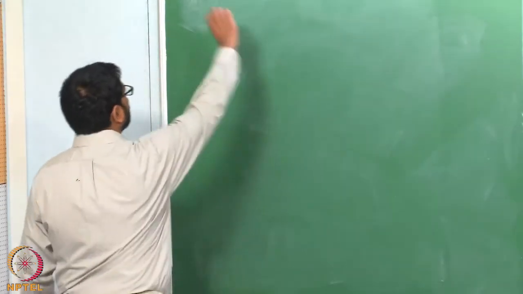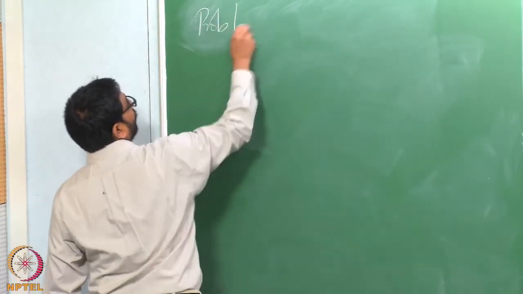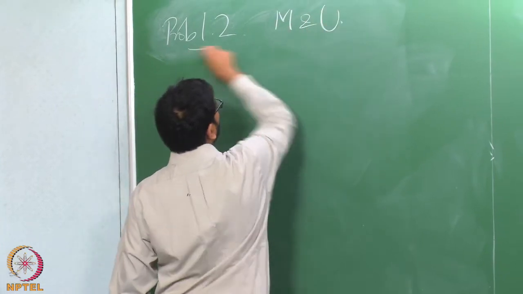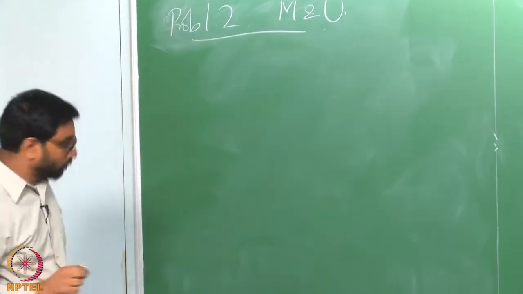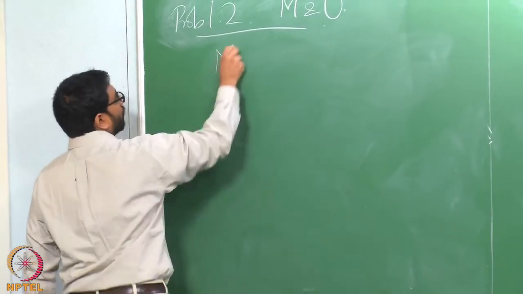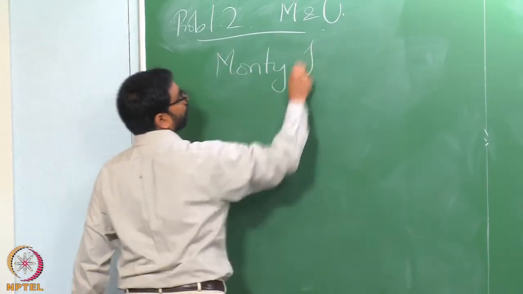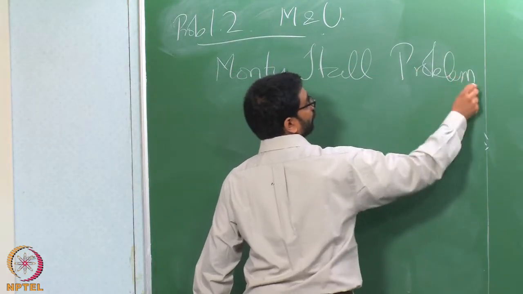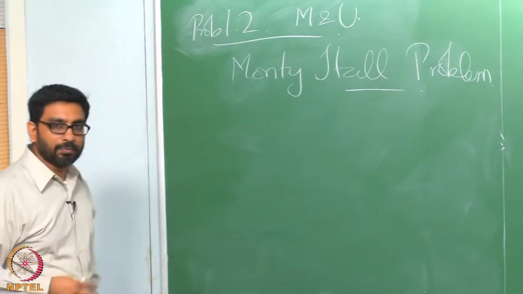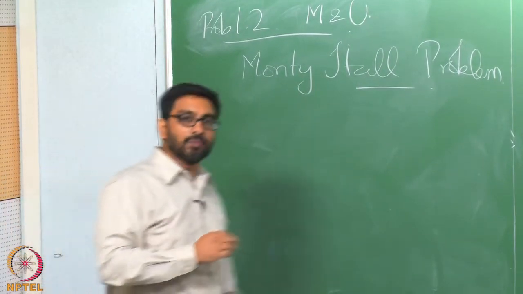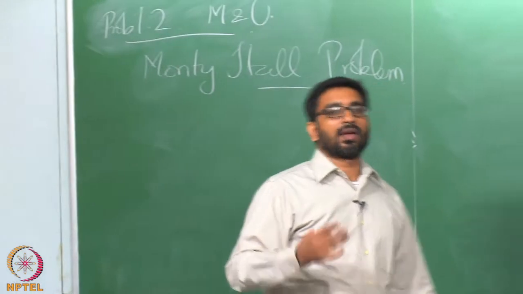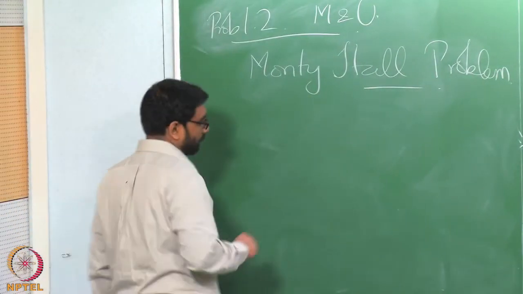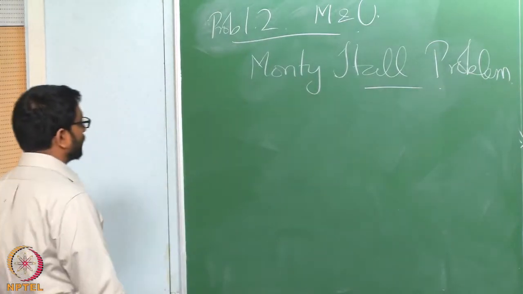In this segment, we are going to look at problem 1.2 from Mitzenmacher and Upfal. This problem is called the Monty Hall problem. To give you a bit of background, Monty Hall was a game show host, and in that game he would play the following random probabilistic game.